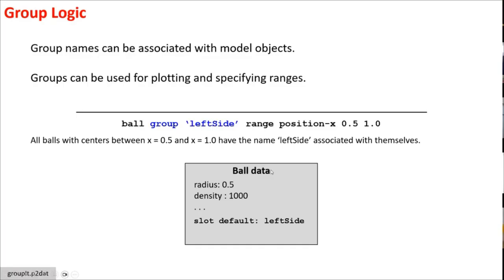So this ball data now, this ball has what we call a default slot. We think of these as slots that have names. So there's a default slot. So I'm going to say, I want to have that name be left side. It's part of the group called left side. So how do I do that? Ball group left side. And now I'm using the range. So this command, ball group left side, is only going to apply to the guys between 0.5 and 1. So there you go. All balls in that region have the name left side.